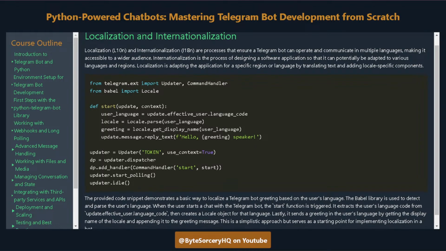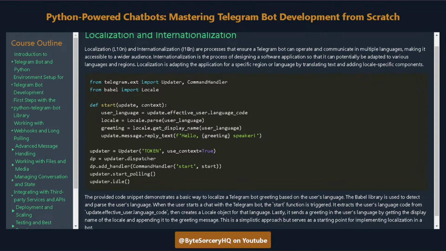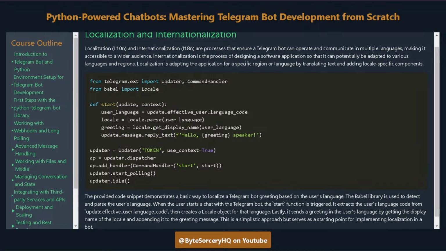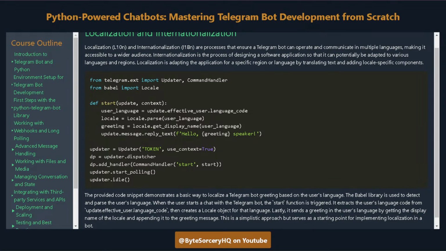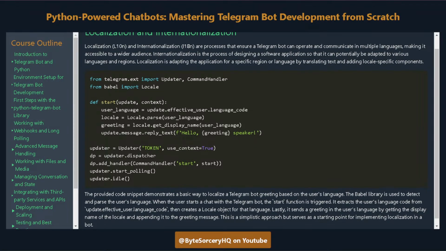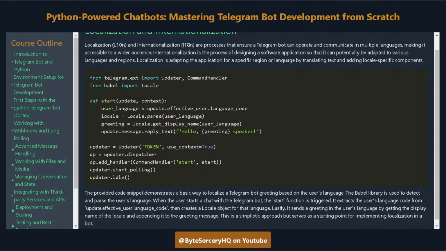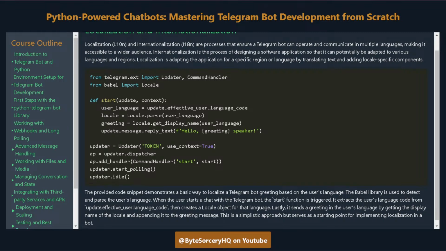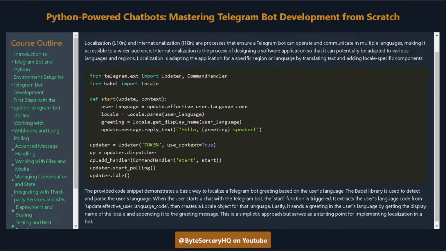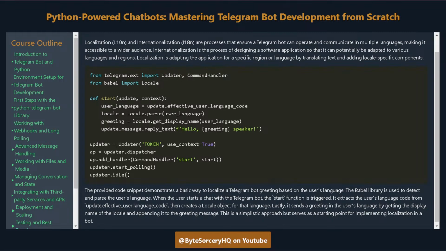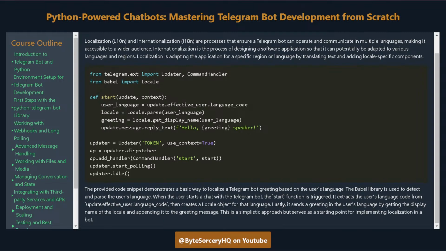The provided code snippet demonstrates a basic way to localize a Telegram bot greeting based on the user's language. The Babel library is used to detect and parse the user's language. When the user starts a chat with the Telegram bot, the start function is triggered. It extracts the user's language code from update.effective_user.language_code, then creates a locale object for that language. Lastly, it sends a greeting in the user's language by getting the display name of the locale and appending it to the greeting message. This is a simplistic approach, but serves as a starting point for implementing localization in a bot.